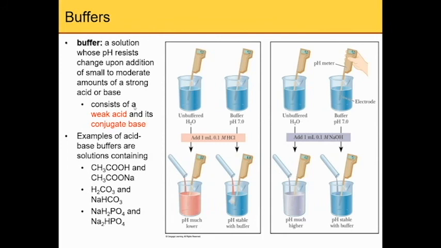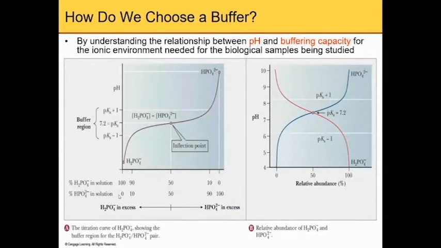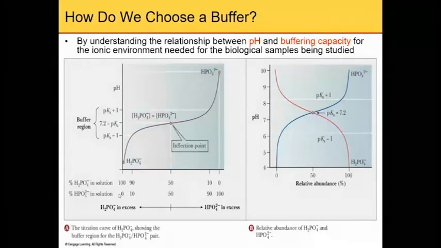And so the buffer basically has a weak acid and its conjugate base. All right, and so that'll be this example. That gives you the buffer. And so how do we choose the buffer? That basically depends on the pH and the buffering capacity for the ionic environment needed for the biological sample being studied. That's how you choose the buffer.